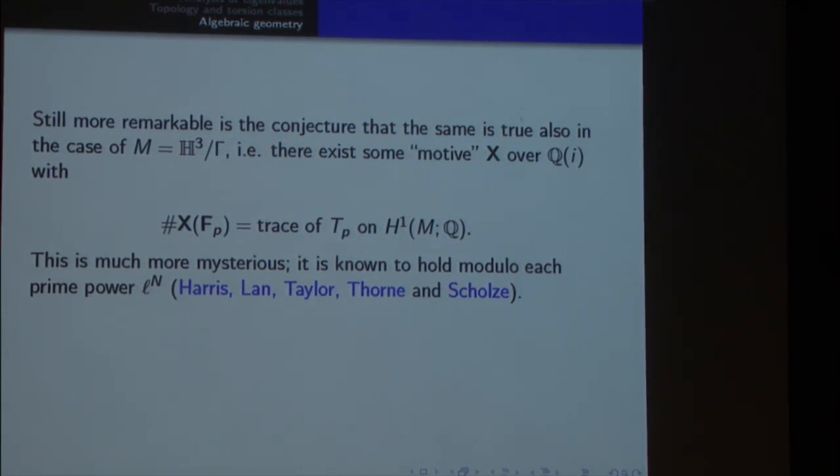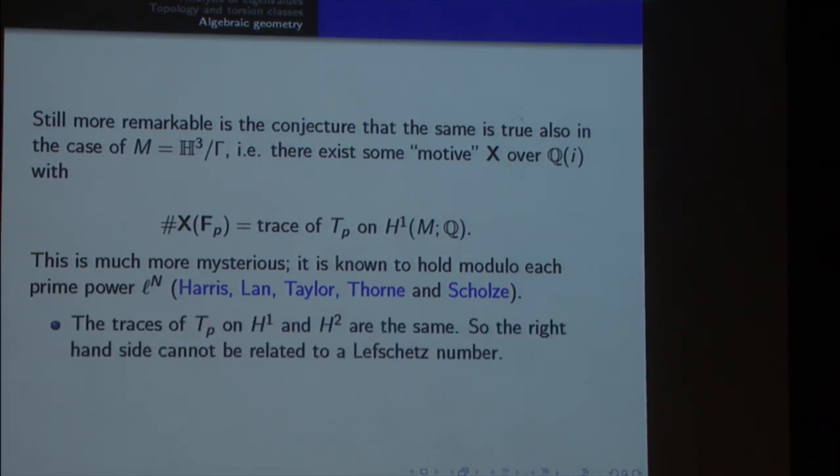I'll just say, one of many reasons why it's so slippery is this right-hand side. You can't access it anymore by Lefschetz number. If you take the alternating sum of traces of this Hecke operator, you get more or less 0 because Poincaré duality makes the contributions of H1 and H2 cancel. Ignoring some minor issues of the boundary.